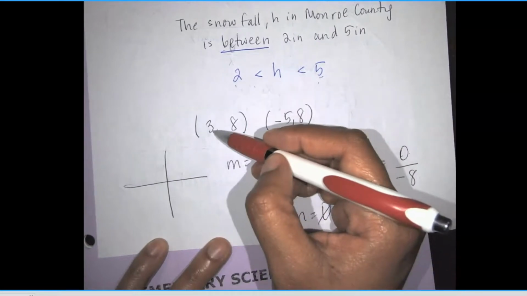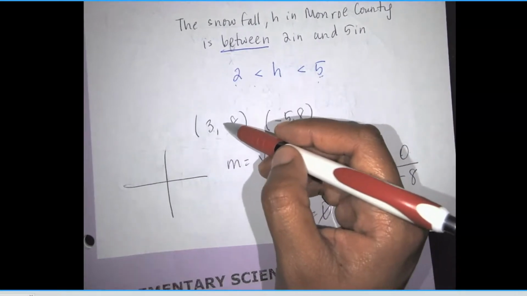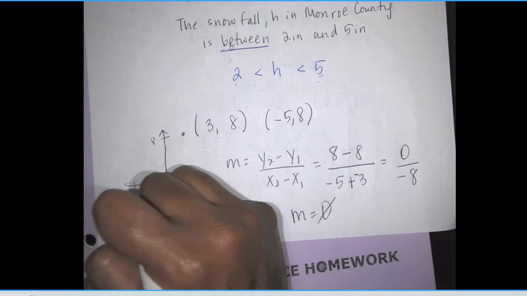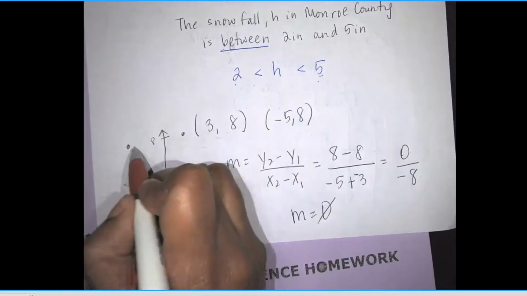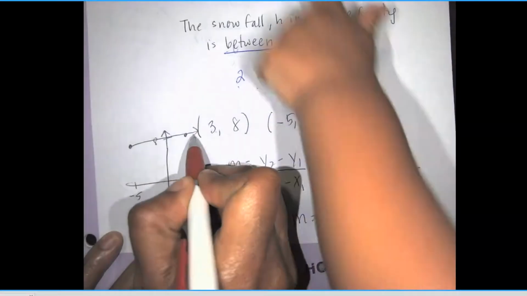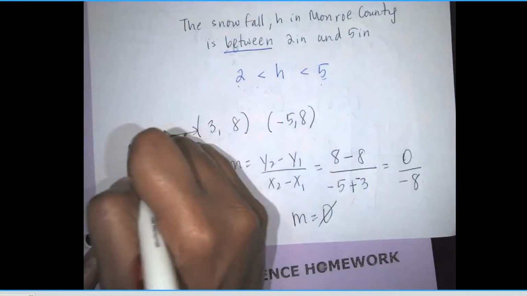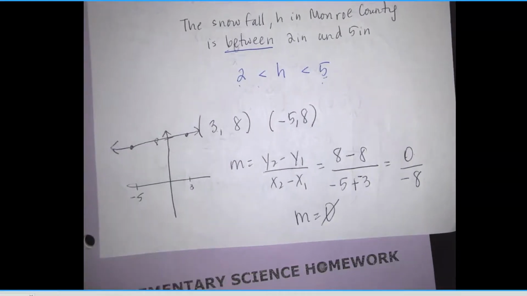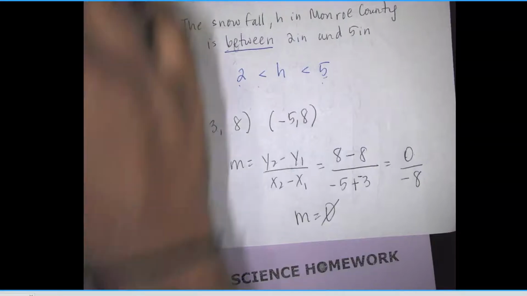If we are at 3 comma 8, that means we're at 3, and 8 is somewhere up here. And we were plotting negative 5, which is here, and then 8 is there. When you connect these two, this would be a horizontal line. That shows that the slope is 0. All right, and that takes care of that. I apologize, it's taking me some time to get this done.